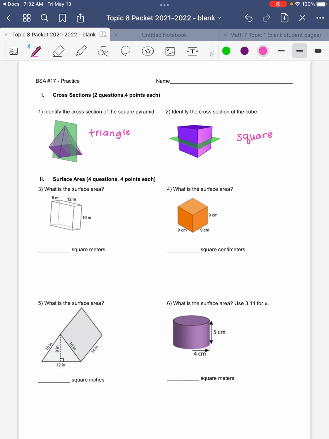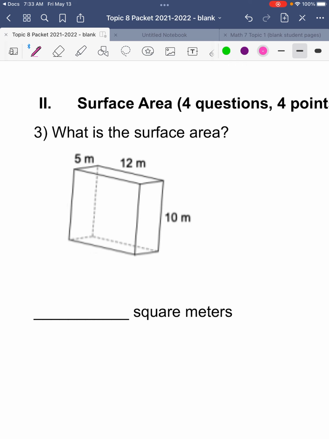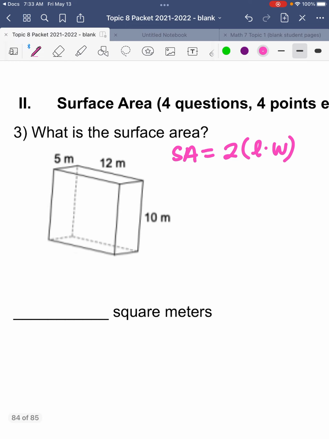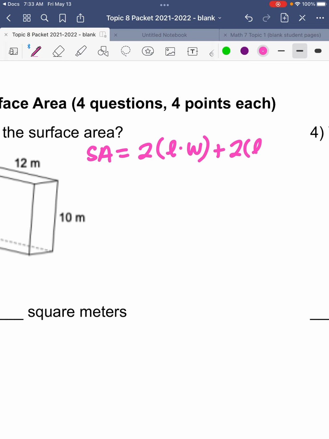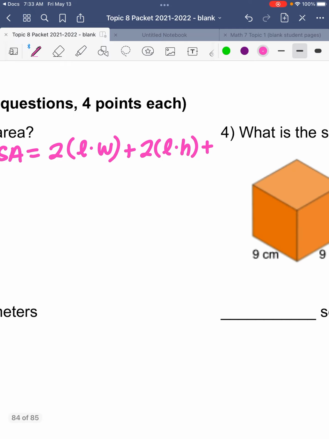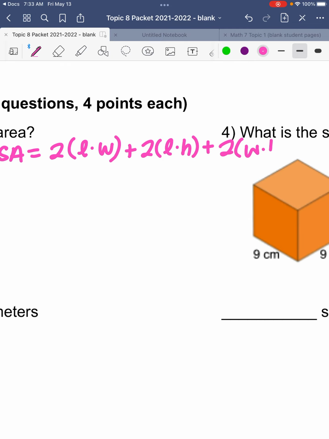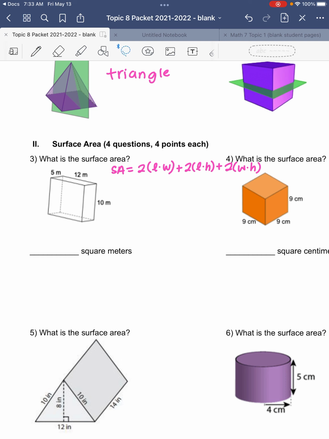So we're gonna find the surface area of a rectangular prism, a cube, a triangular prism, and a cylinder. So let's start with the surface area of this rectangular prism in number three. So there is a formula that you can use, and that formula is surface area equals 2 times the length times the width plus 2 times the length times the height plus 2 times the width times the height. So I'm gonna move that so that we can see the whole thing. Let's put it right there for right now, okay?